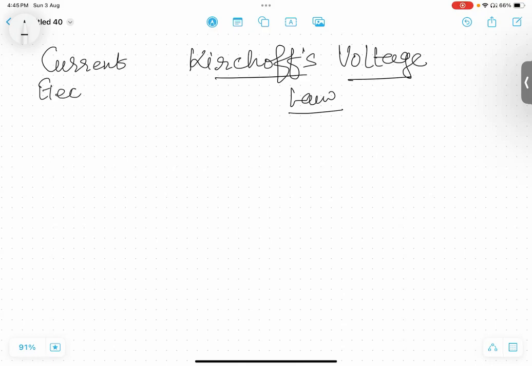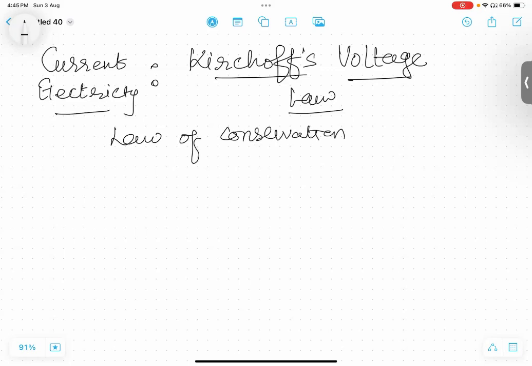and in current electricity, this is the first time when we are going to discuss the law of conservation of energy. The law of conservation of energy.